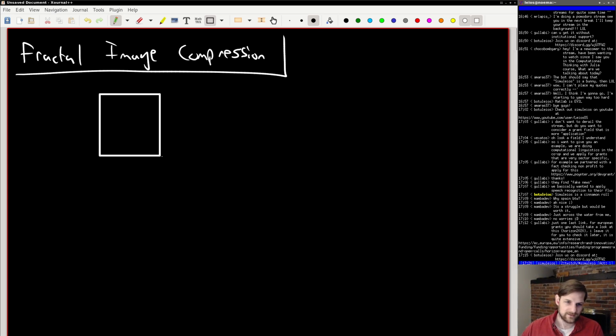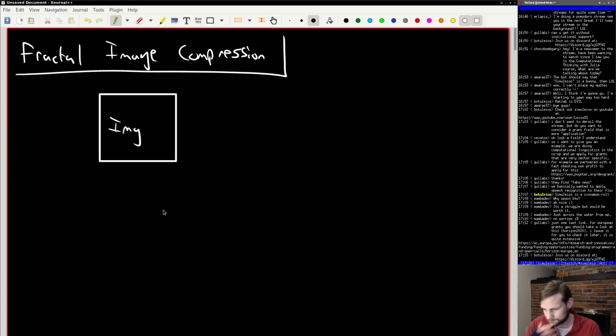Let's say you take some image. Here's the image in here. The idea is that you can create a set of equations, EQNS, that basically turn that image into an attractor for an iterated function system.